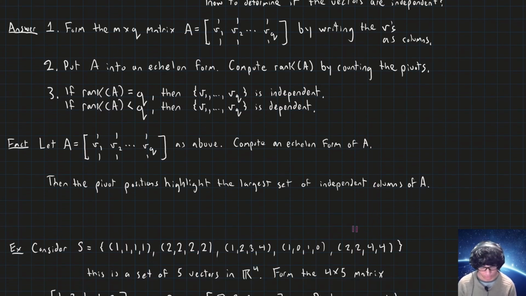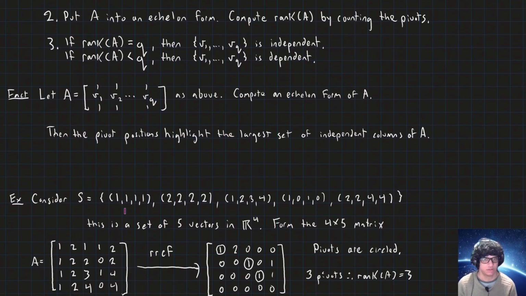Let's look at this set of vectors, S. How many vectors is it? It's 1, 2, 3, 4, 5. In what space are they? They're in R4. Why? Because each of them has 4 entries. So this is a set of 5 vectors in R4. That means we're going to form a 4 by 5 matrix A.